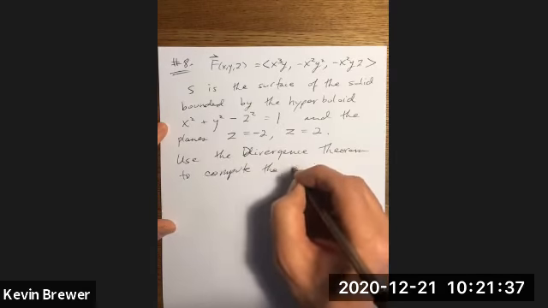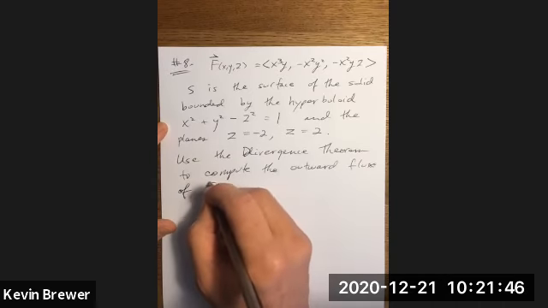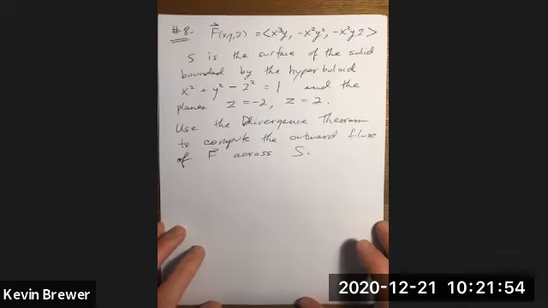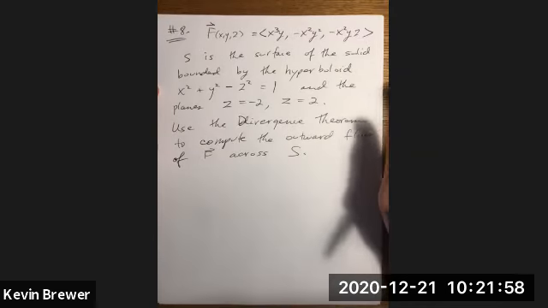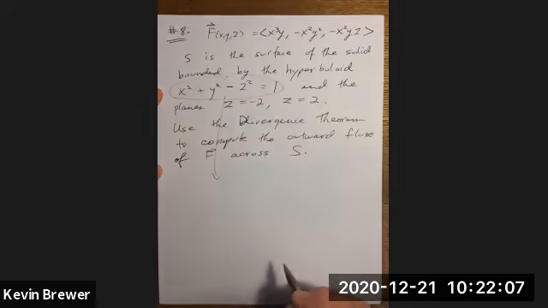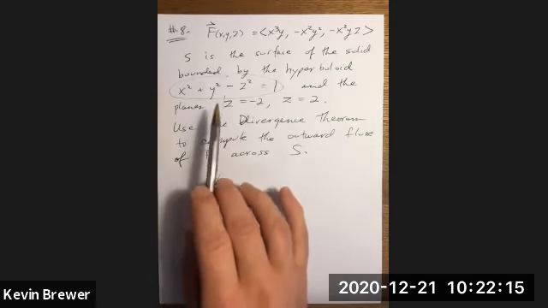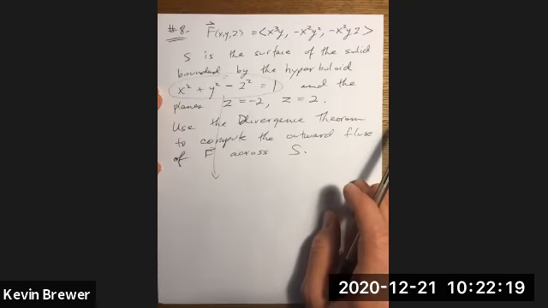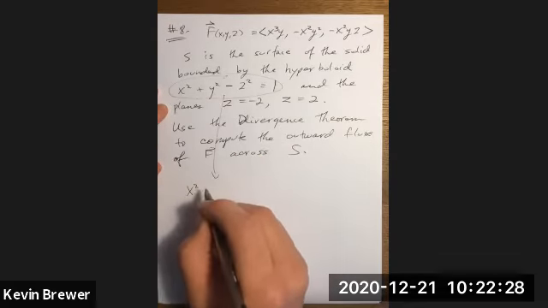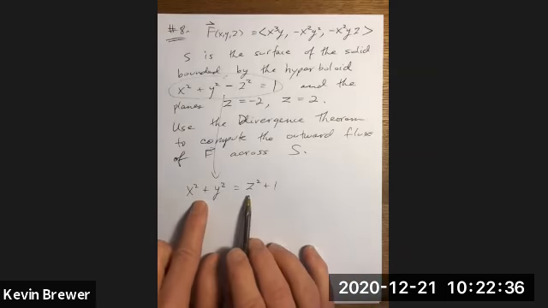To compute the outward flux of F across S. Well, let's get our bearings on what this region looks like here. It's section 12.6 in the book where we get all of these different types of hyperboloids. Let's see, I like to rewrite some of these so that they make more intuitive sense to me. I believe this one, if I rewrite it, x squared plus y squared equals z squared plus 1, that helps me think about it.